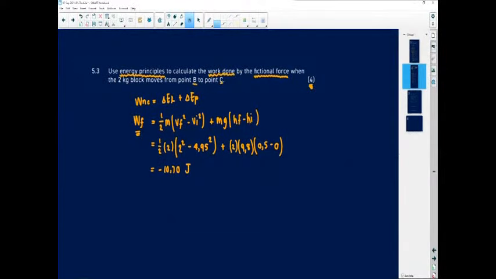If there are 2 vectors in opposite directions, one must be positive, one must be negative. If the block is moving in this direction, friction is opposing it, so friction must be negative. So I can see that the work done by friction is a negative answer. I've got negative 10.70, which does prove that my answer can be right because it is negative, and friction opposes motion at all times. And that was how I would have answered this question. So that was our last question from this one.